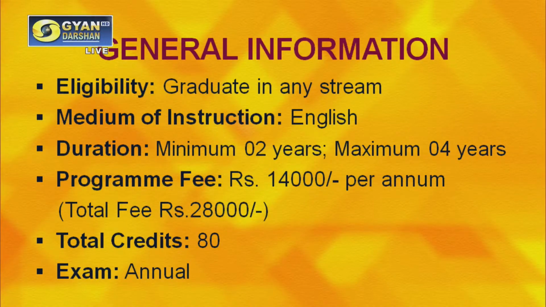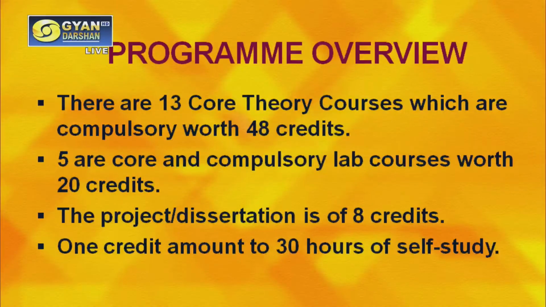Total credits is 80. An exam would be annual for the first 2 semesters, and then the learners can give the exam semester wise. There are 13 core theory courses which are compulsory worth 48 credits. 5 are core and compulsory lab courses worth 20 credits. The project or dissertation is of 8 credits, and 1 credit is equal to 30 hours of self-study in ODL system.